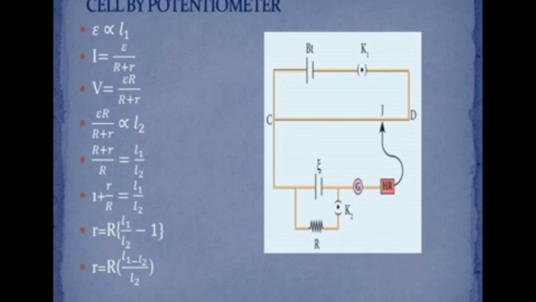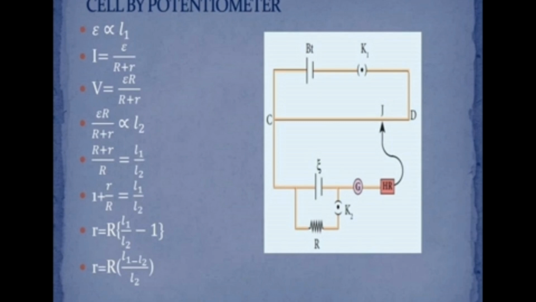Here small r is the internal resistance, capital R is the known resistance we included in this circuit, and L1 and L2 are the lengths we calculated. So substituting all these values you can calculate the internal resistance of the cell, right? So this is the method of finding the internal resistance of the cell by using the potentiometer. Next we are going to see the last topic, heating effect of electric current.